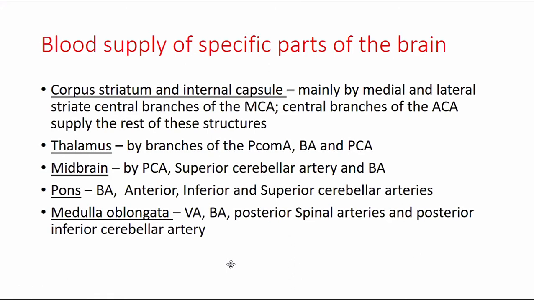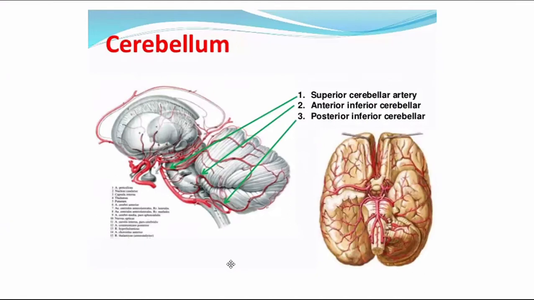Now, for the cerebellum, we have three major blood supplies. We have the superior cerebellar artery and the anterior inferior cerebellar artery, which are branches of the vertebral artery, and the posterior inferior cerebellar artery, or the PICA, which is a branch of the basilar artery. Superior, anterior, and posterior. The first two are branches of your vertebral. The last is a branch of your basilar artery. These are the major branches supplying your cerebellum.